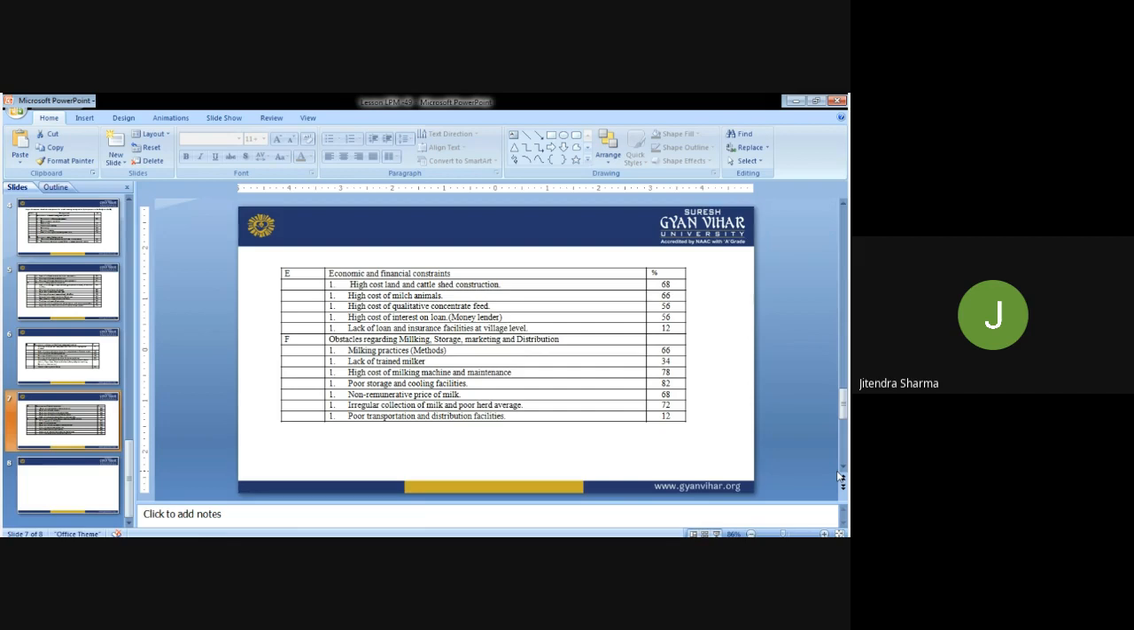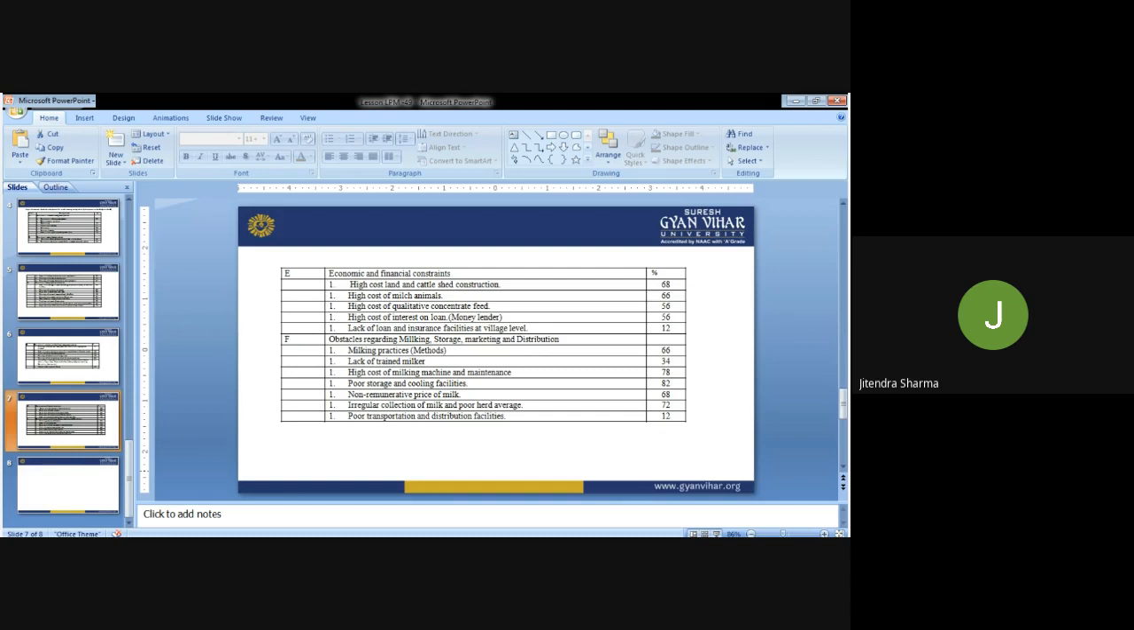And the irregular collection of milk and poor herd average. Yes, this is also a very big issue, because it's a livestock business where, because of so many reasons, the dairy owners may not be able to maintain the herd average. And if they are not able to maintain the supply as per the commitment they have in the market, they are not able to get the remunerative price which they deserve.